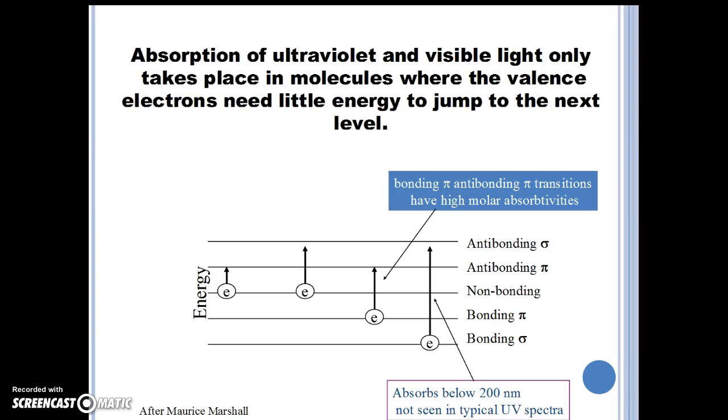The absorption of ultraviolet and visible light only takes place in molecules where the valence electrons need just a little energy to jump to the next level. And again, absorbance below 200 nanometers is not seen in the typical UV spectrum. So you can see that the bonding pi to antibonding pi transitions are going to have high molar absorptivities.